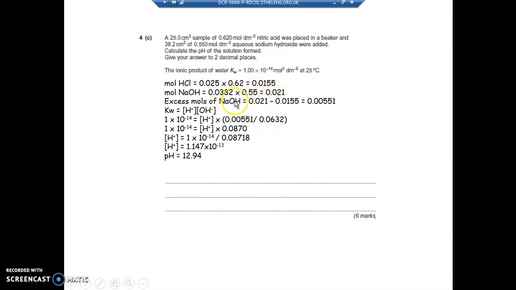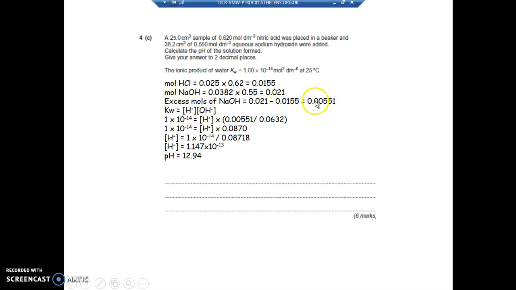So I'm going to end up with sodium hydroxide in excess. How much? 0.021 take away 0.0155 is the amount of sodium hydroxide that I've now got in excess. So when these two neutralize each other, I end up with 0.00551 moles of sodium hydroxide in excess. What do I have to do next? Well, the number of moles of sodium hydroxide, I need to get into a concentration so I can use Kw.